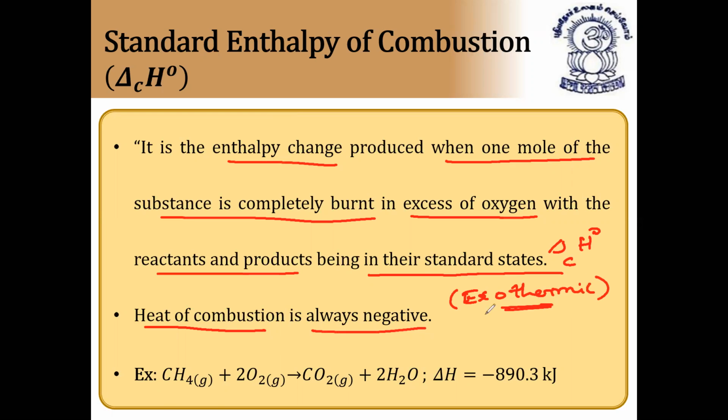Very, very important. So consider the combustion of methane. When 1 mole of methane gas is burned with excess oxygen, it forms carbon dioxide and water vapor. I already told you many times, any organic compound when burnt in air or oxygen forms carbon dioxide and water only as products. So in this case, delta H is minus 890.3 kilojoules. So this is called the standard enthalpy of combustion of methane. I hope it is clear. So please note it down.